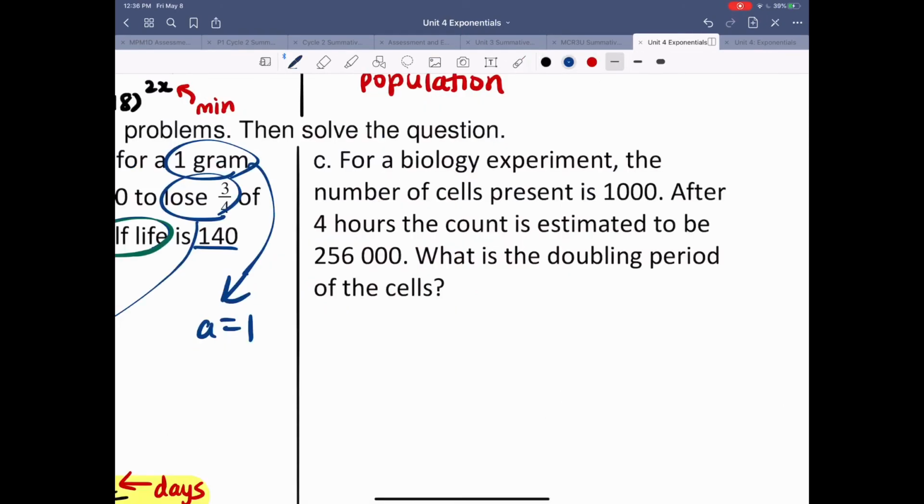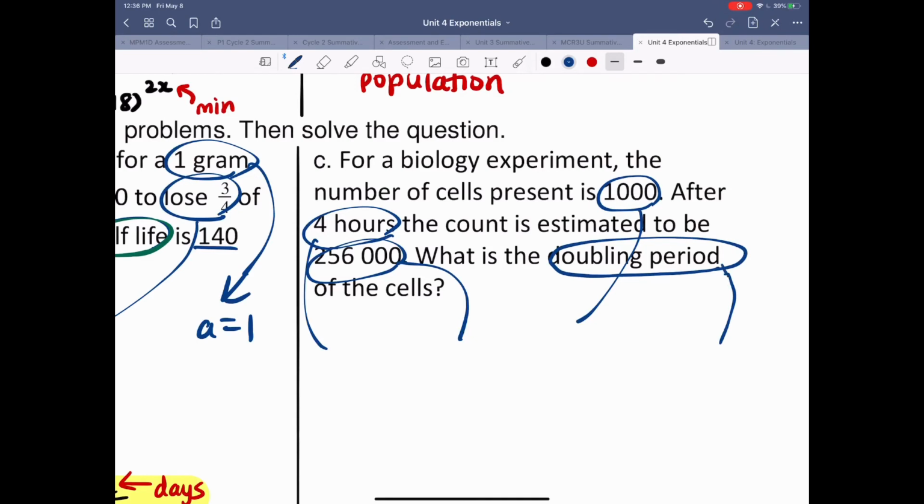So for a biology experiment, the number of cells present is 1,000. After 4 hours, the count is estimated to be 256,000. What is the doubling period of the cells? So the 1,000, what does that mean? Well, that is my original initial amount. And then after 4 hours, that means it has been 4 hours since. The count is estimated to be 256,000. So this is dealing with a specific case. That means my y is equal to 256,000.